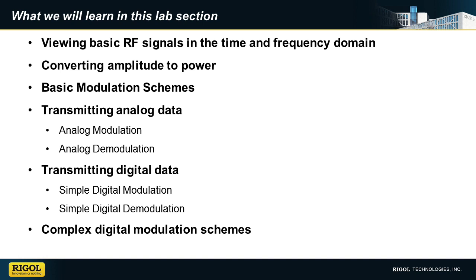First thing we're going to learn in this lab session is how to view basic RF signals in both the time and the frequency domain. We're going to talk about how we look at amplitude differently in those two domains, whether it be more power like a spectrum analyzer or in voltage space on your oscilloscope. We're going to define and look at examples of some basic modulation schemes, including amplitude, frequency, and phase. We're going to test out transmitting some analog data. We're going to transmit some digital data, and then we're going to talk briefly about some more complex digital modulation schemes used in Wi-Fi and Bluetooth and other transmissions today.